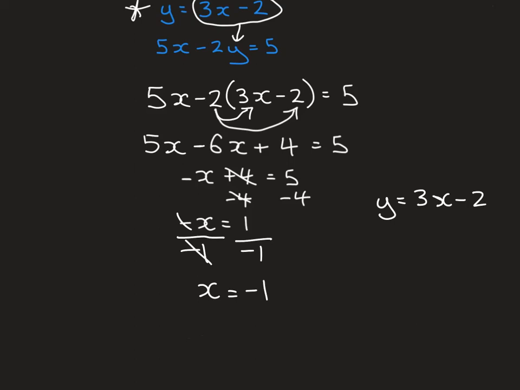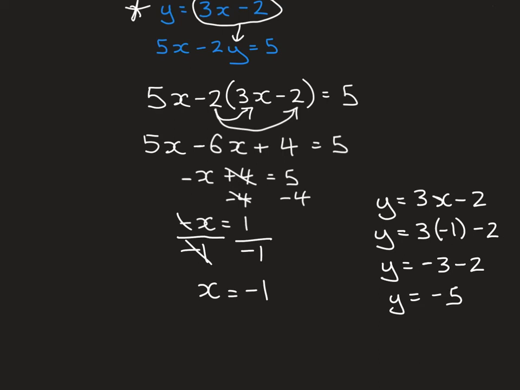take 2. So if we know that our x value equals negative 1, our y value when x equals negative 1 is equal to 3 times negative 1, because that's our x value, take 2. So our y equals 3 times negative 1 is negative 3, take 2, y equals negative 5.